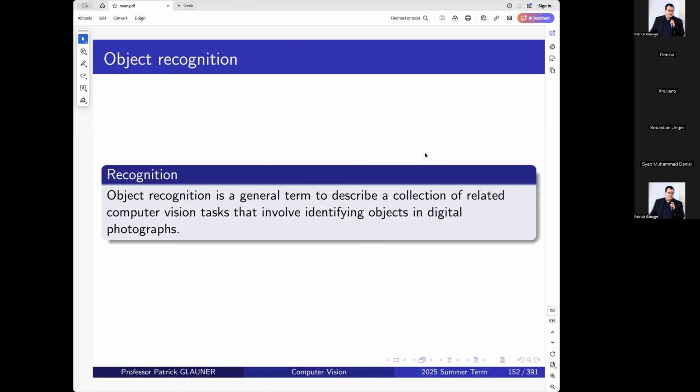So, object recognition. First of all, the term object recognition is not properly defined in the literature. It is overall a very general term that may refer to a whole collection of computer vision tasks that are related yet different. I will now attempt to define these terms properly and make them distinct from each other. Yet that's only an attempt.